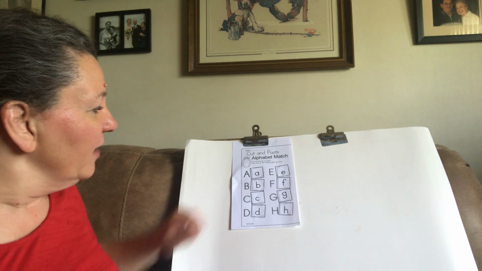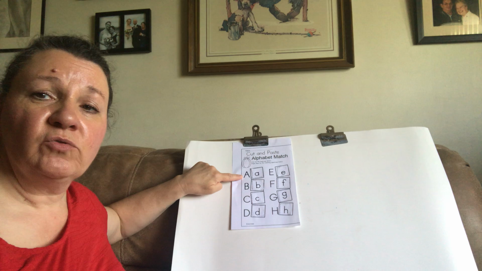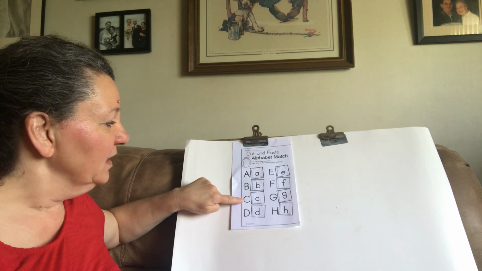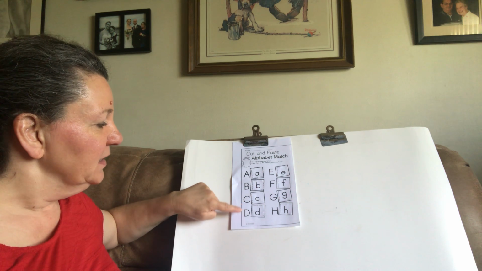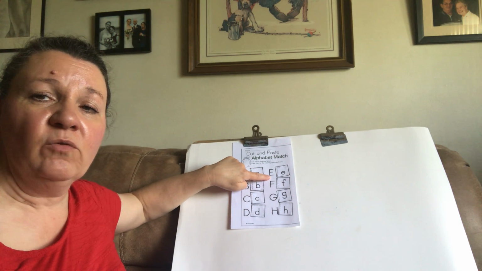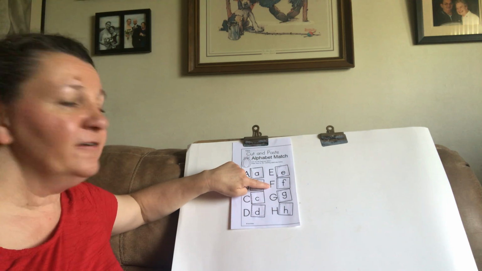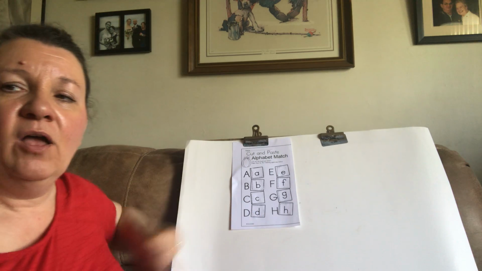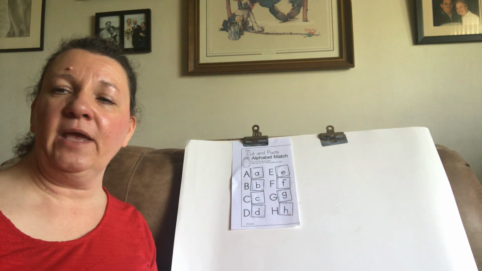Okay? And remember, the letter A makes the A sound. Letter B makes the B sound. Letter C, K, D, D. E can have two sounds. Letter F, G, G, and H. We'll do some more work with our letters tomorrow, okay? Good job.